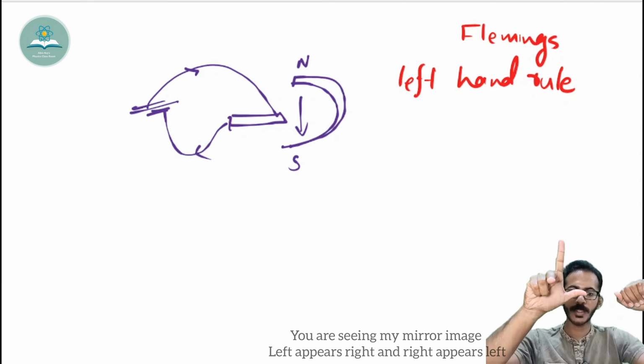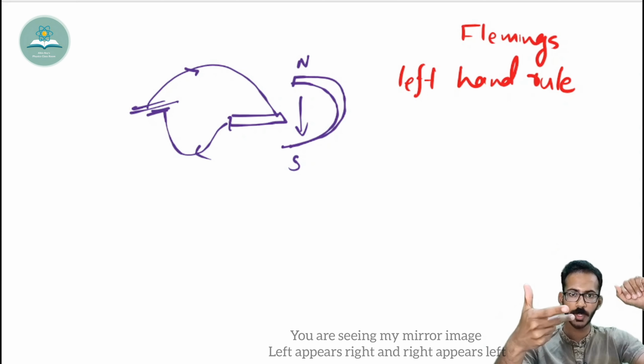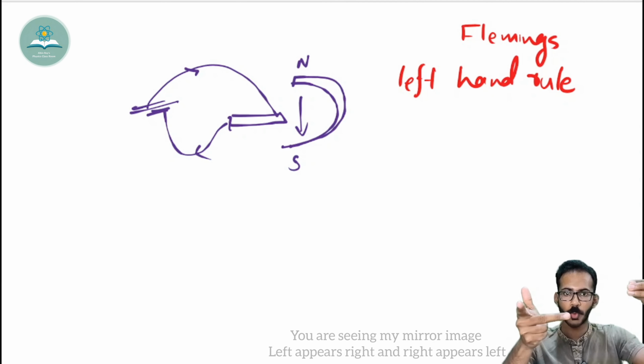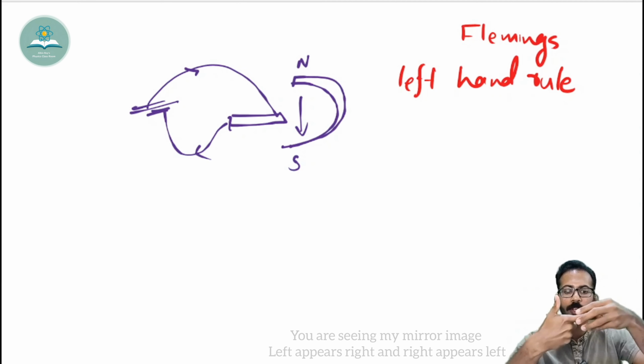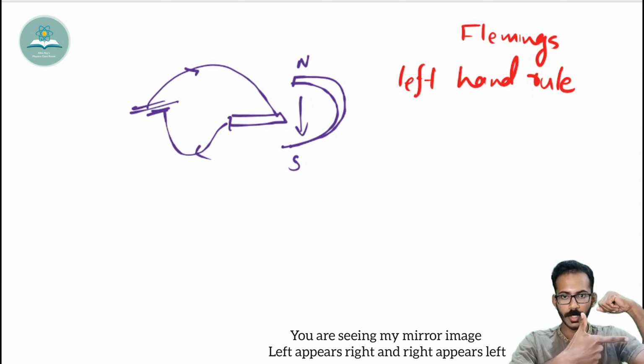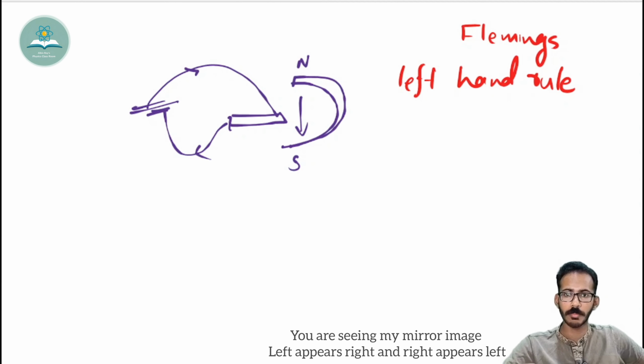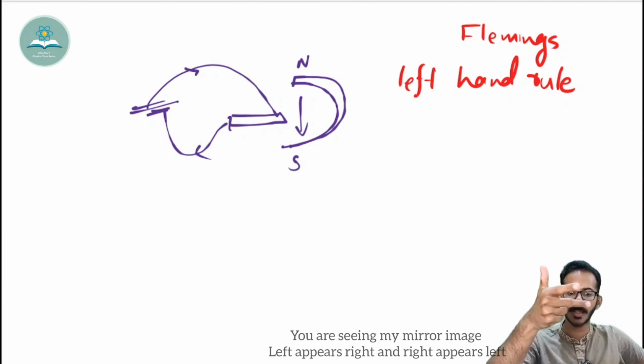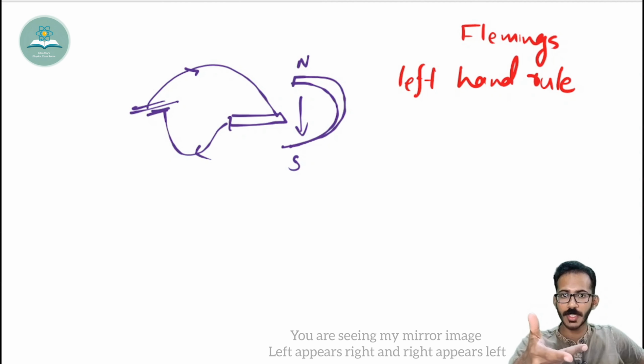Make sure all the three fingers are mutually perpendicular to each other in such a way that your middle finger points towards the direction of current, your index finger points towards the direction of magnetic field, and your thumb will show you the direction of force. Remember that we'll get maximum displacement or maximum effect when all the three are mutually perpendicular to each other. That's why in Fleming's left-hand rule, it's told that all the three fingers should be mutually perpendicular to each other.